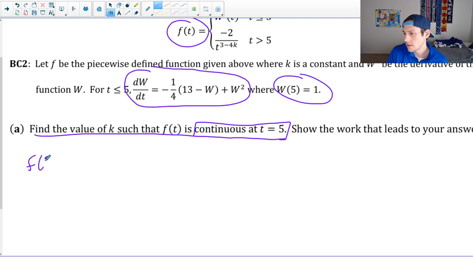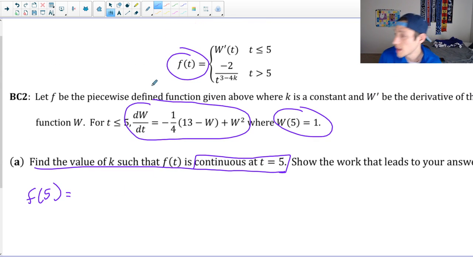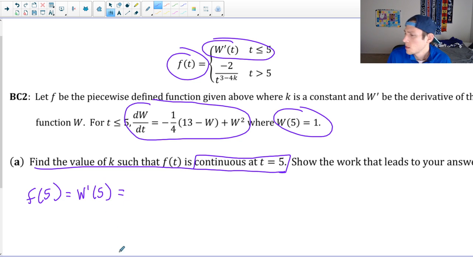So let's first start with f of 5. Okay, so f of 5, here's the function for f. It's a piecewise function, so I should be using this portion of it because 5 is less than or equal to 5. And it tells me for this part use w prime. So this would be the same thing as w prime of 5. Well, what is w prime? Well, that's just the derivative. So here's my equation for the derivative. So actually this is just dw/dt evaluated at t equals 5.